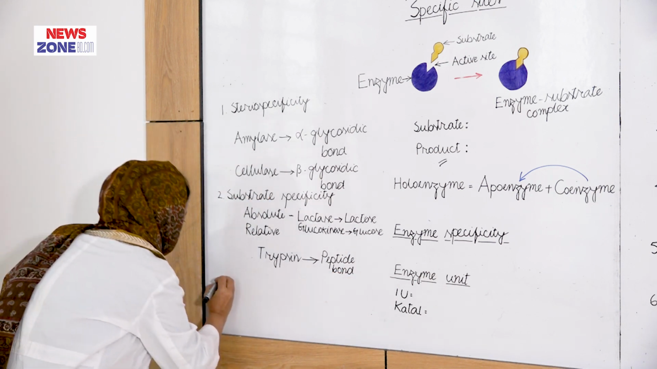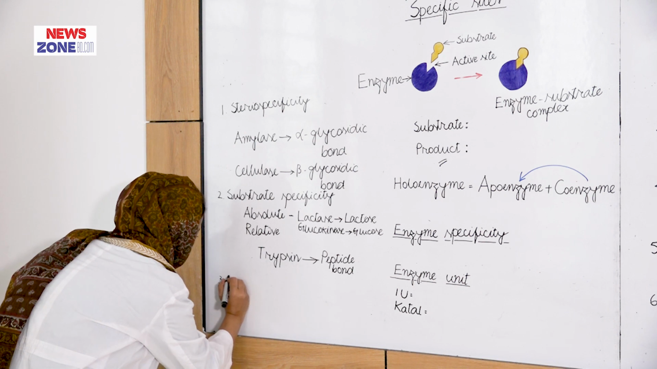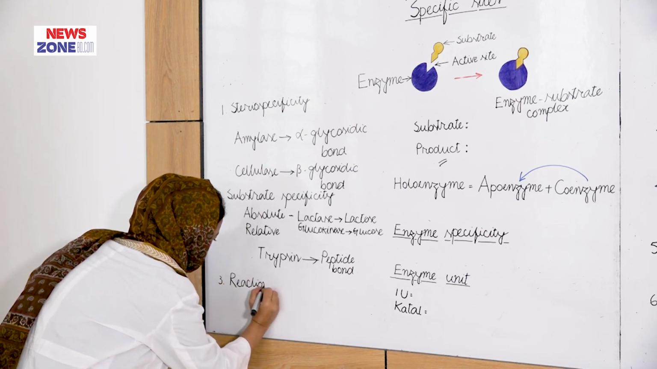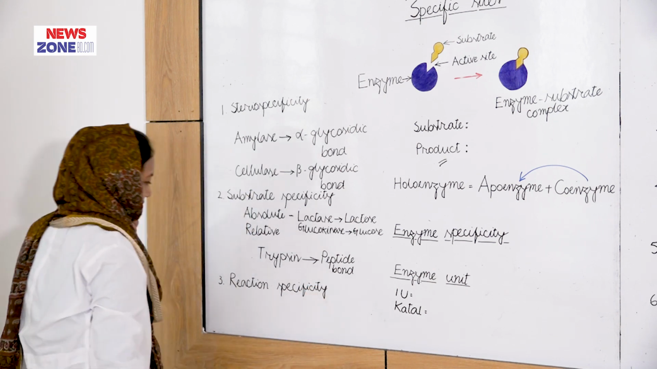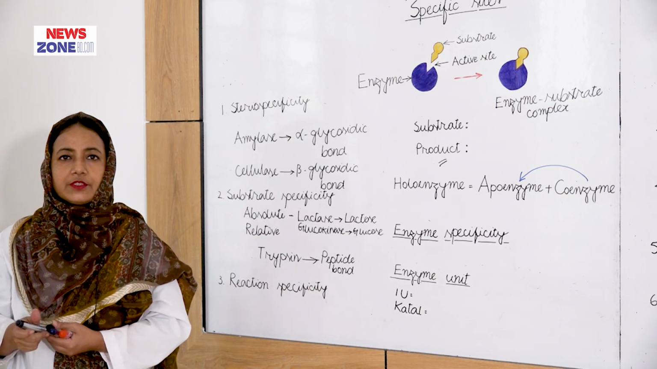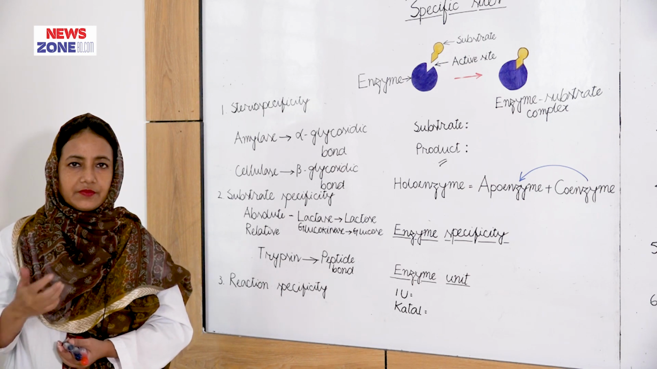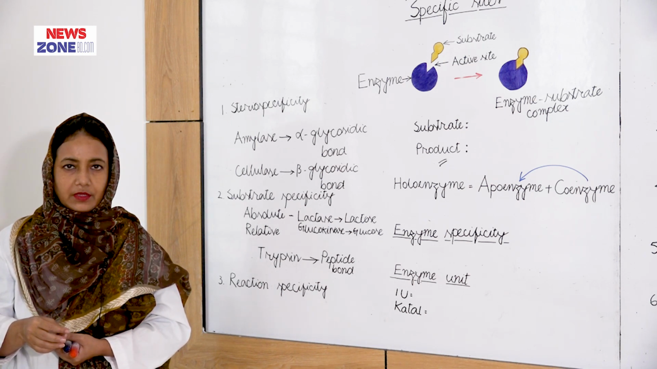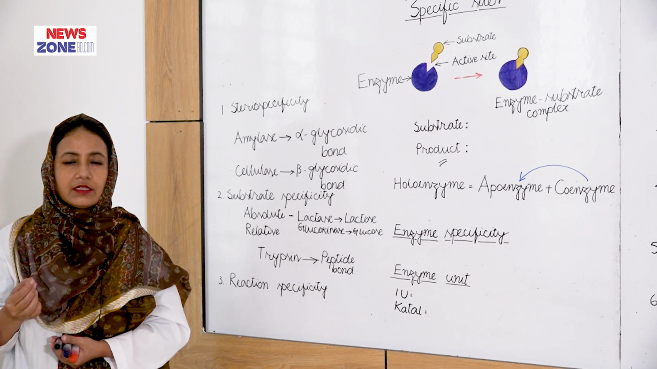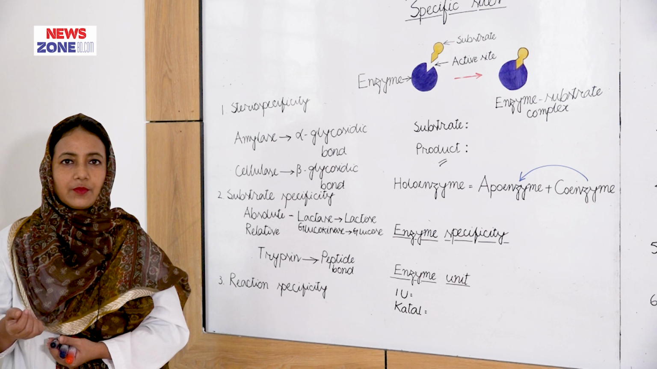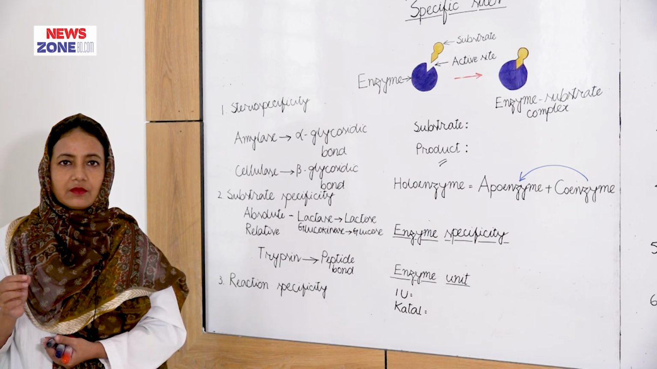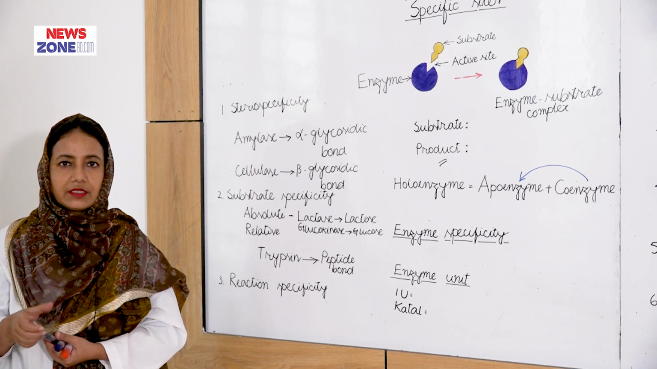The last one is the reaction specificity. A substrate can take part in different types of reaction. For example, an amino acid can undergo transamination, deamination, racemization and decarboxylation. But the enzyme is different for catalysis of each reaction.